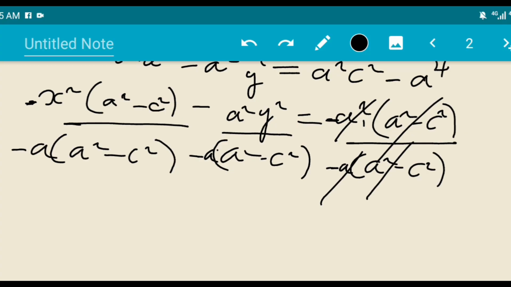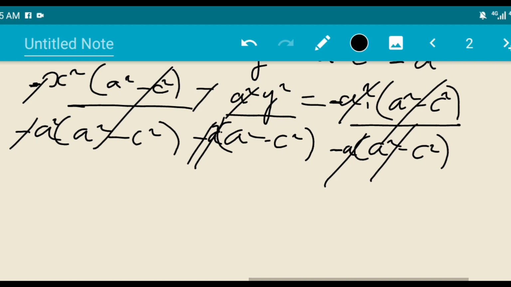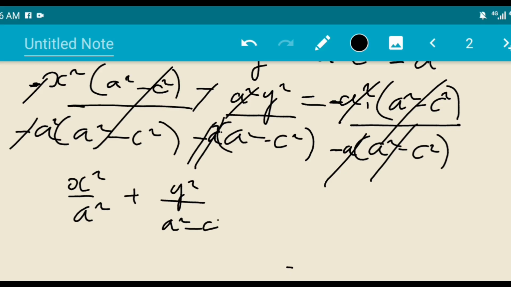This a squared will go, this a squared will go, this minus will go, this minus will go. We are going to remain with a plus. And then this minus will go as well, and this goes again, that goes again. So what we're going to have here, let's start with this part: x squared over a squared, plus, what do we have here? The remaining thing here is y squared over a squared minus c squared.